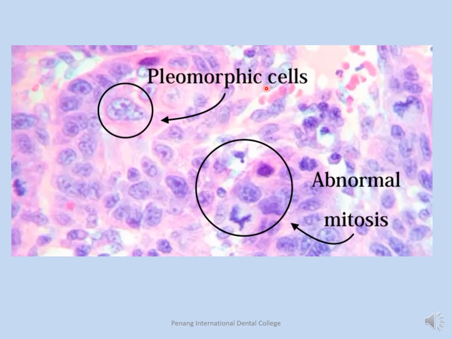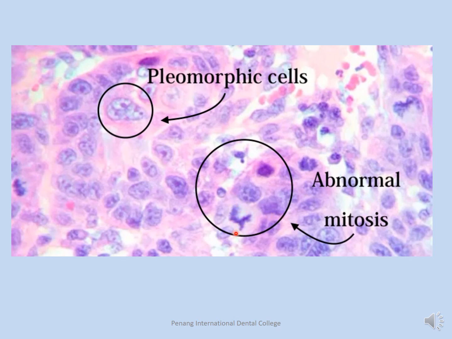Pleomorphic cells, the term pleomorphism is, pleo means many, morph means morphological appearance. If you look at these cells here, different cells have different sizes and shapes, which is described as pleomorphism and is a feature of dysplasia, right? This picture here also shows you cells where there is mitosis, and these mitoses are not normal.